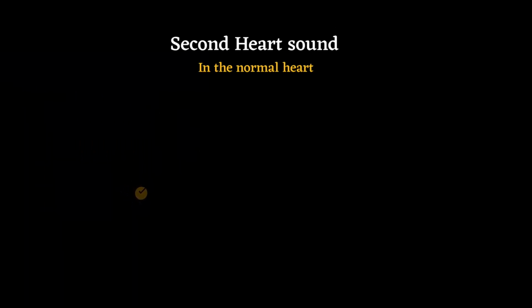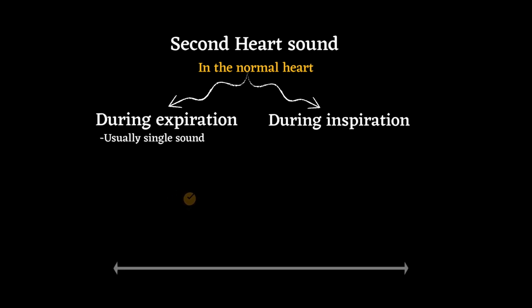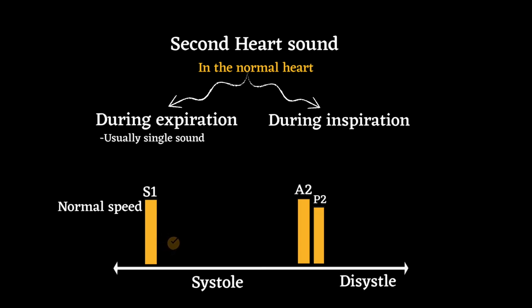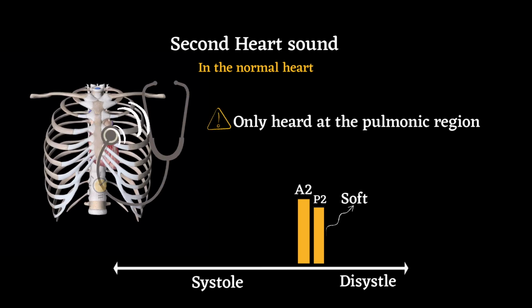In the normal heart, during expiration, the second sound S2 is usually single, but during inspiration it is made of two component sounds: aortic valve closure A2, which happens first, and pulmonic valve closure P2, which happens second. Normally, P2 is soft and only heard in the pulmonic region, the left second intercostal space. However, even in this region, A2 is louder.